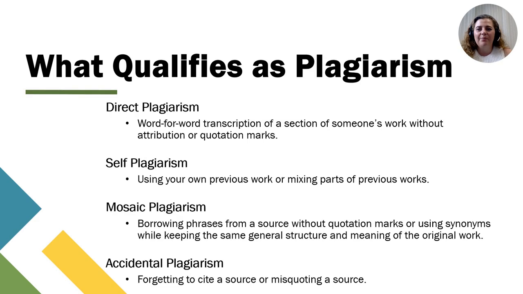What is plagiarism? So there are 4 types of plagiarism that we run into within academic writing and writing in general. So the first type of plagiarism is direct plagiarism. So this is a word-for-word transcription of a section of someone's work without attribution or quotation marks. Easiest way to think of this is I copied and pasted, I put it into my paper, and I didn't give credit to that original source.